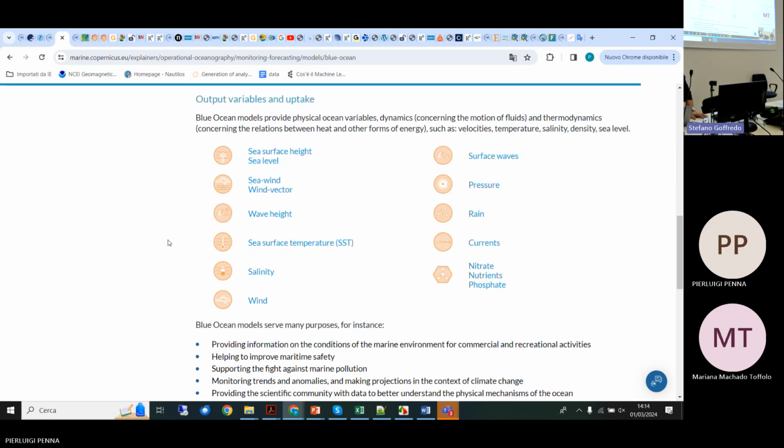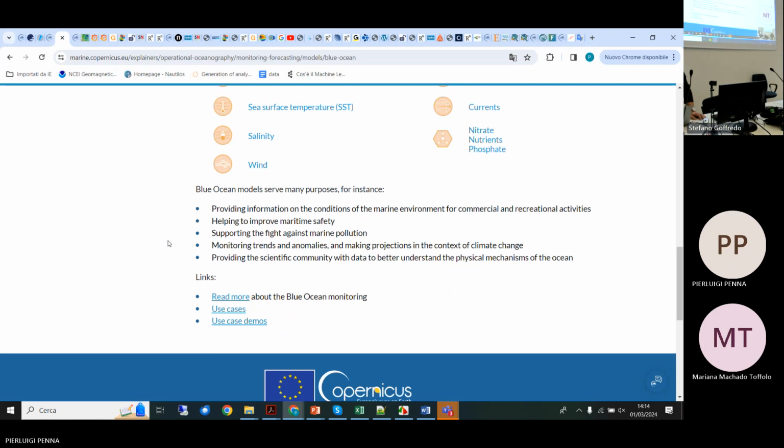What are the output variables? It's possible to download data from the Copernicus data portal: surface state, wave height, surface temperature, salinity, wind, and so on. Also nitrate, nutrients, and phosphate, because some in situ observing platforms send data to Copernicus. Okay.